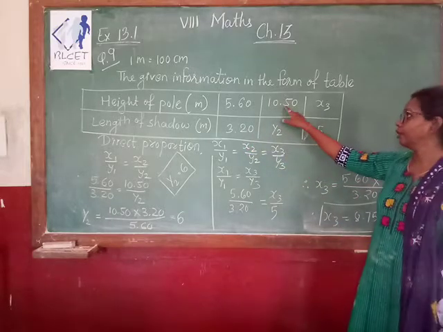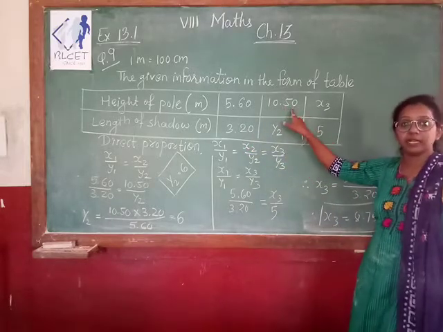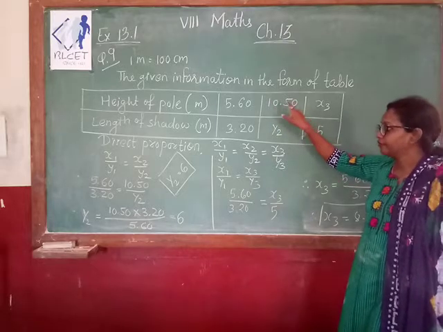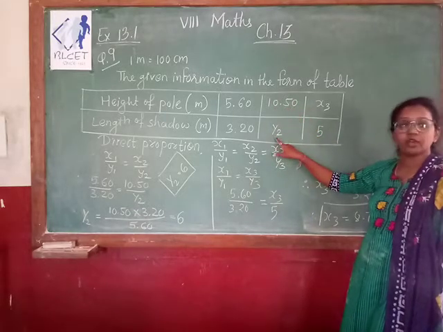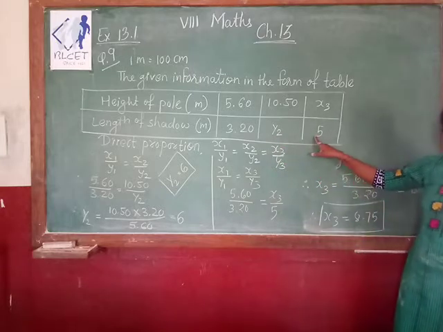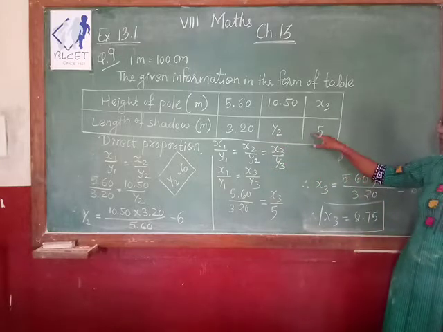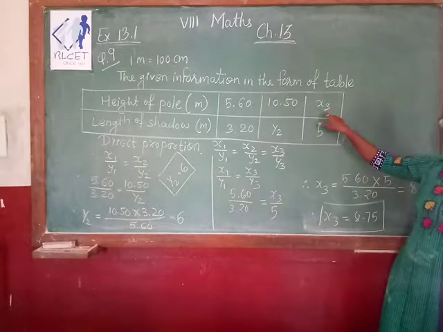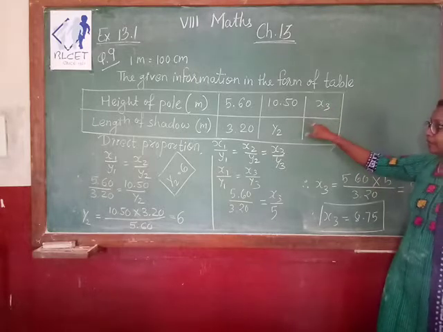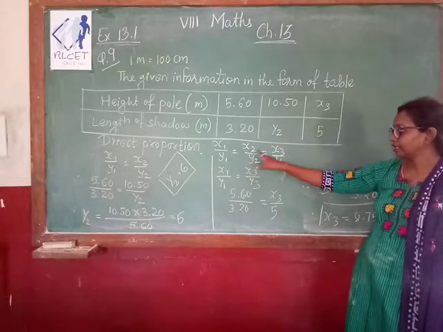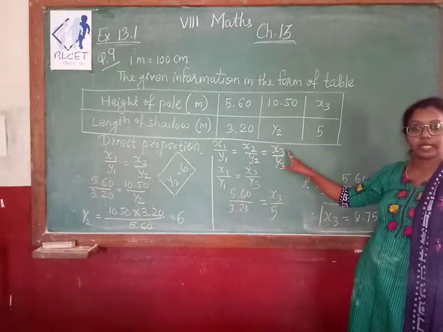Next, the height of the pole is 10 meter 50 centimeters, which is written as 10.50, and for this we want to find the length of the shadow. Next, the length of the shadow is given as 5 meters, and for this we have to find the height of the pole. Here this is in direct proportion, so we can use x1 upon y1 is equal to x2 upon y2 is equal to x3 upon y3.